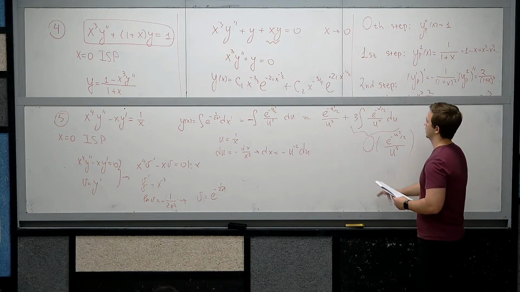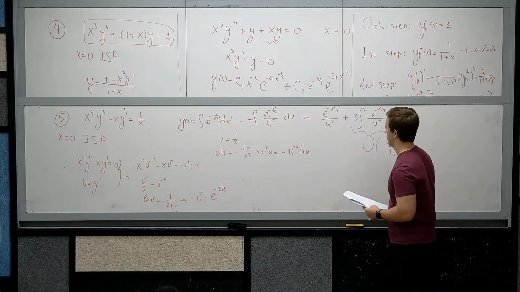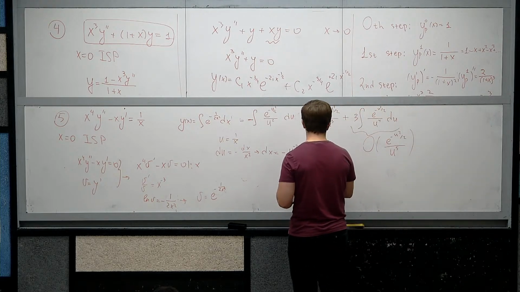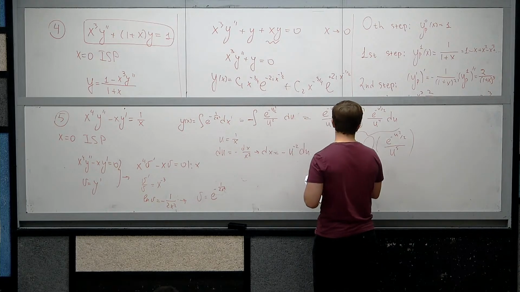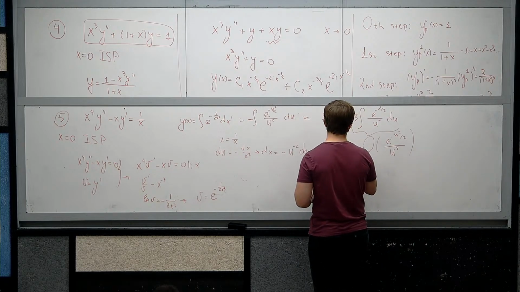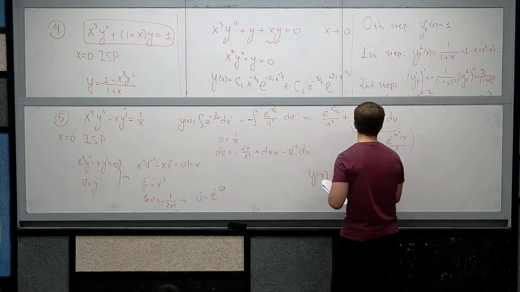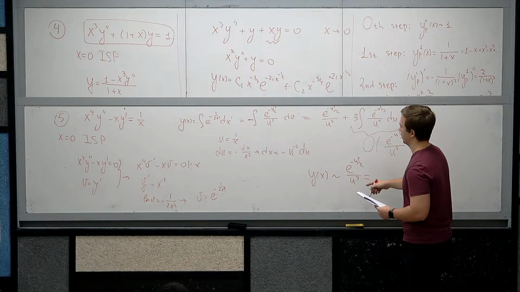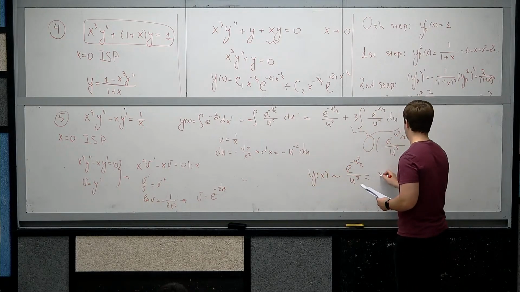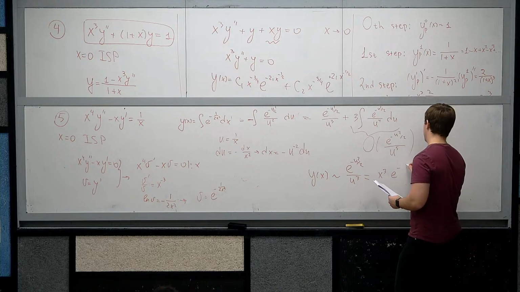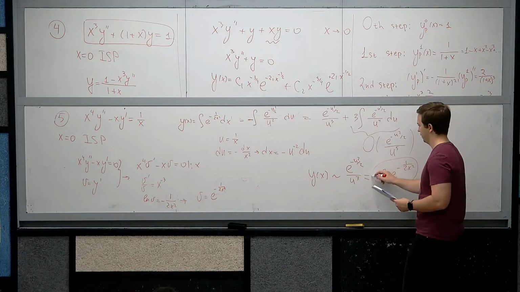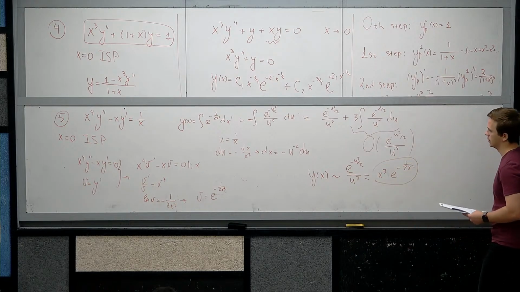And we just keep this. So y of x goes like e to the minus 0 over 2 u cubed. Or if we go back to the x, it's like x cubed e to the minus 1 over 2 x. Okay. This is the asymptotic solution.